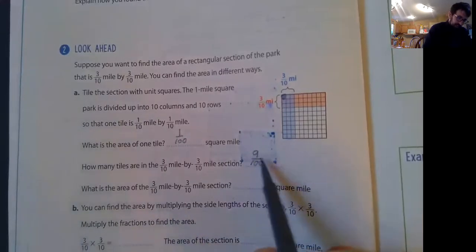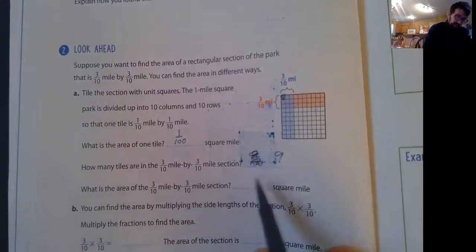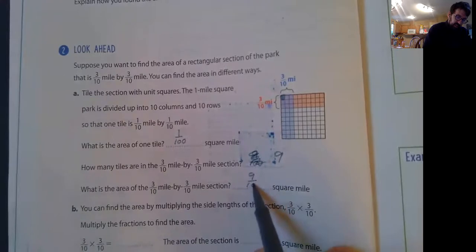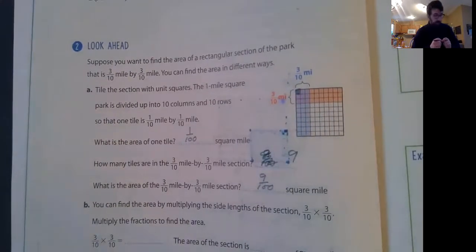Sorry, I did this wrong. How many tiles are there? There are 9 tiles, and the answer is 9/100ths, right? So I did that wrong. Getting ahead of myself. Okay.